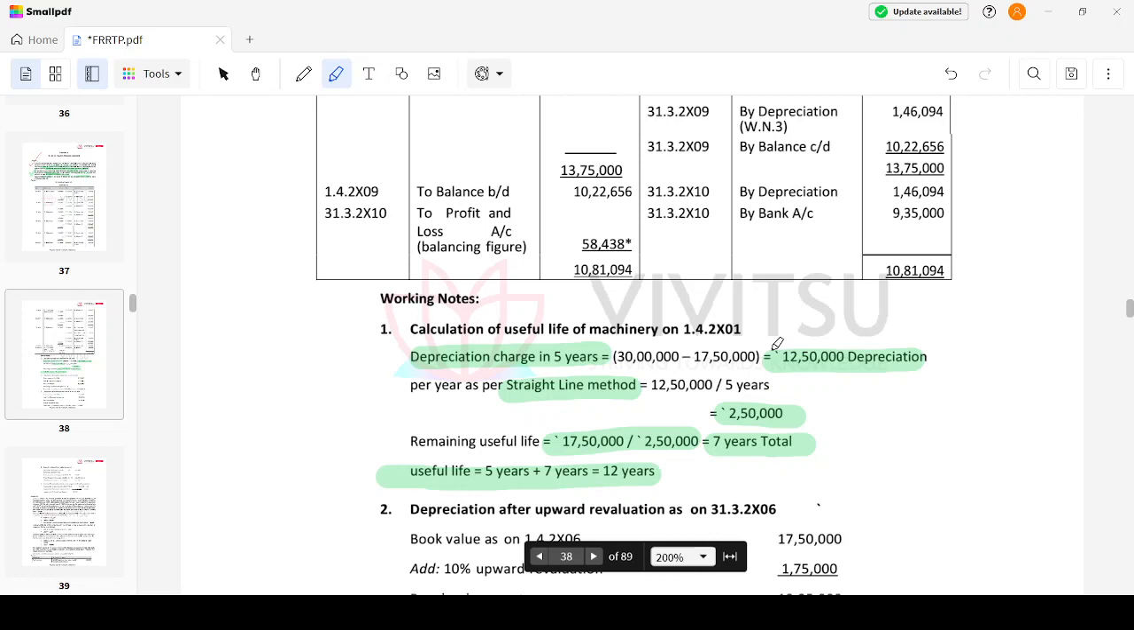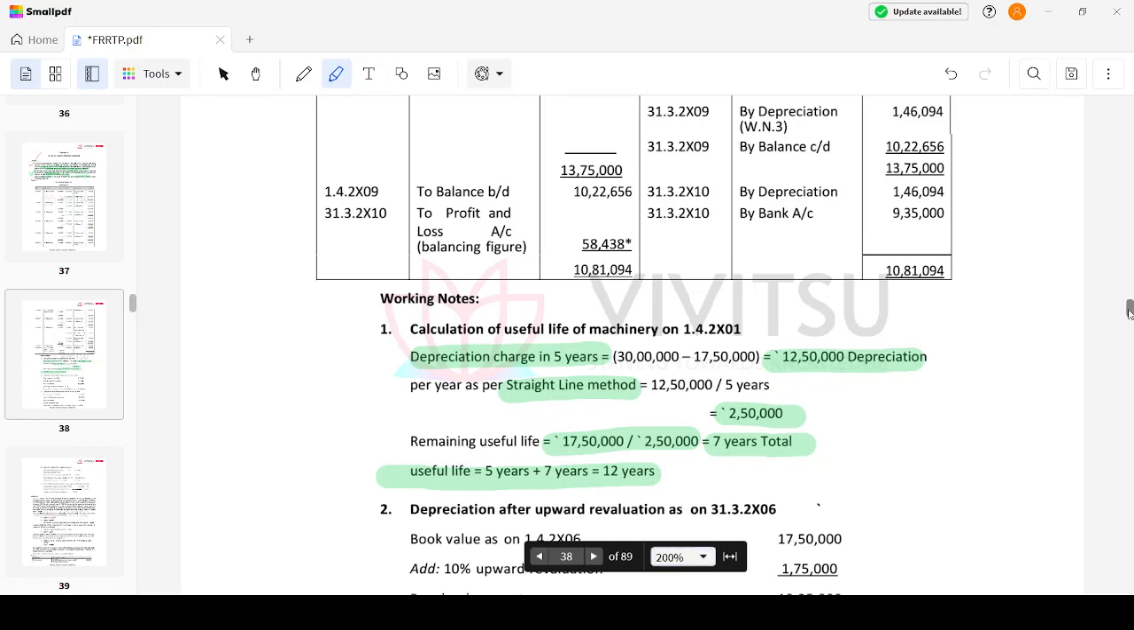So I have the remaining carrying amount of 17 lakh 50,000, and per year it will be 2 lakh 50,000 depreciation. So remaining useful life will be 7 years. Already 5 years are over, now it is 7 years, so total useful life is 12 years. Clear. Let's move on.